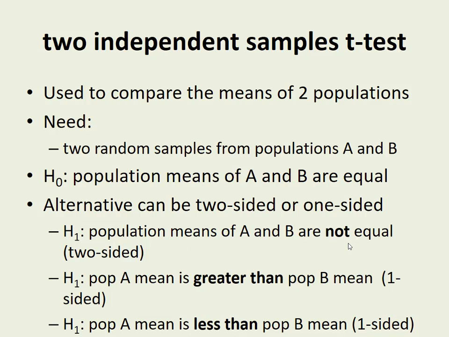So you could be trying to show that population A has a bigger mean than B, so that would be your alternative, or the population mean is less in A than B, so it would be one-sided the other way. So you've got a two-sided one, or you can have a one-sided one in either direction, same as with the one sample t-test. Great.